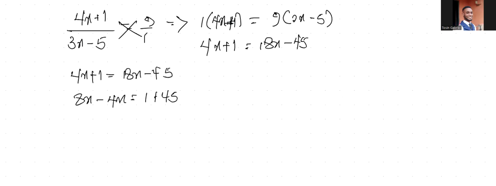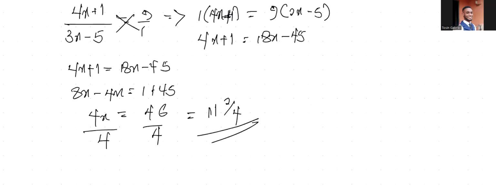Now this is going to be 4 rather. Which is still going to be 46. And you divide both sides by 4. Then what are you going to have? You're going to have 11 and 2 over 4. That's your answer.